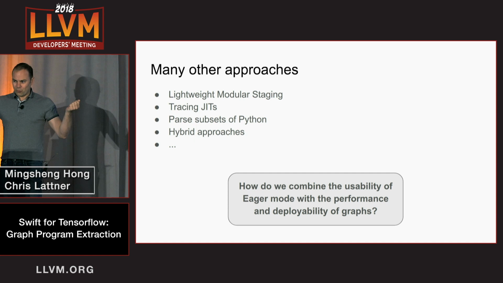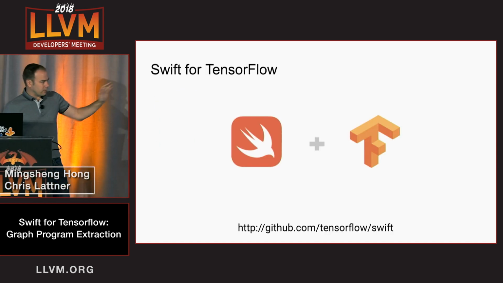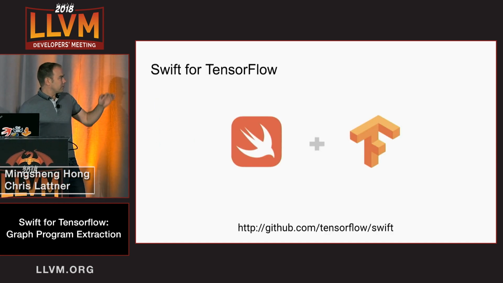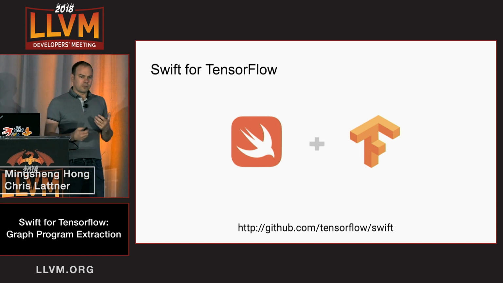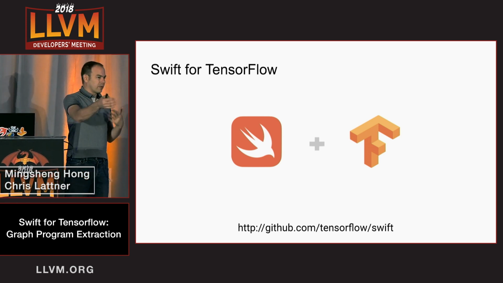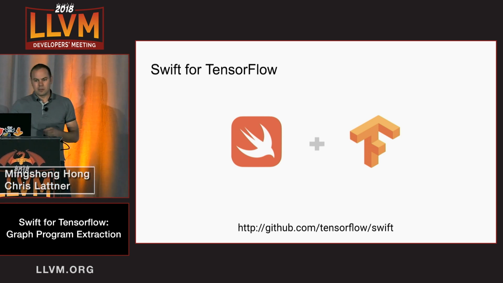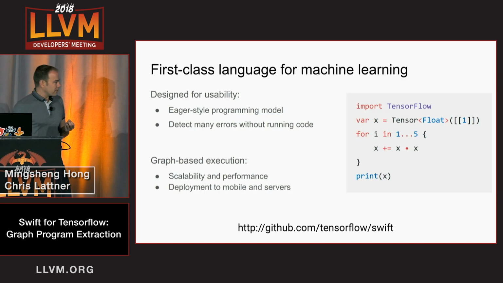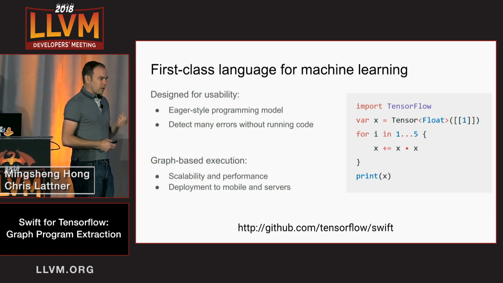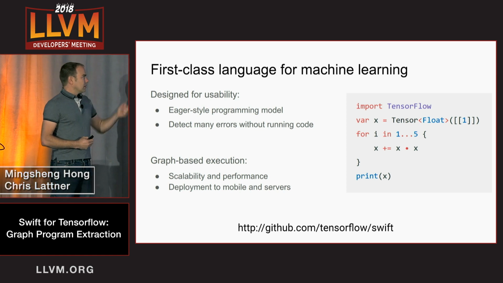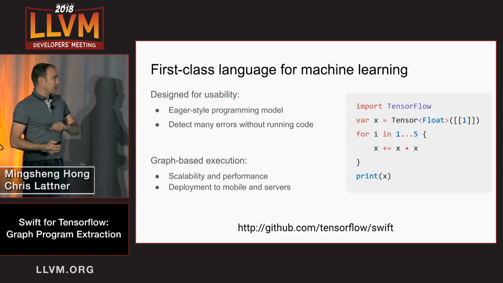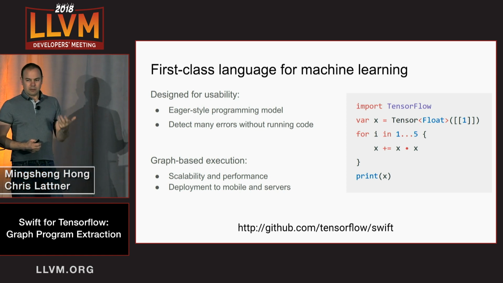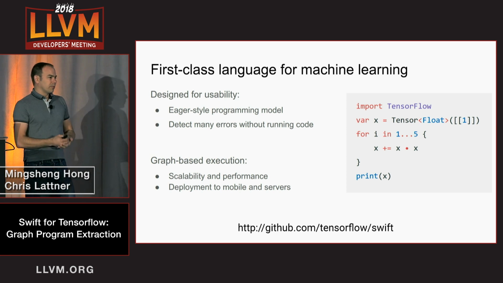Because we really want both, right? So that's where Swift for TensorFlow comes in. This project is an open source project. It's really looking at pushing the limits of the programming model of using machine learning frameworks. The number one thing we're driving for is usability. We want best-in-class usability, which includes the eager-style programming model and many other things, for example, statically detected errors, but we don't want to compromise performance.